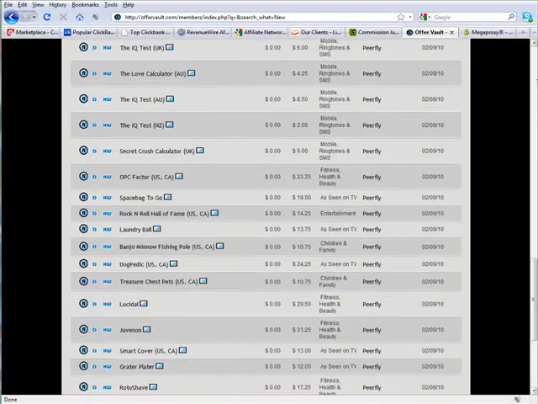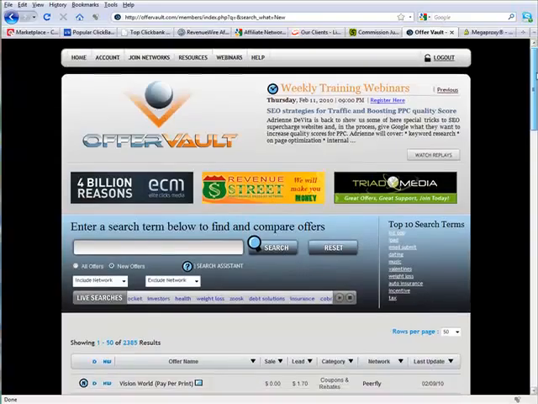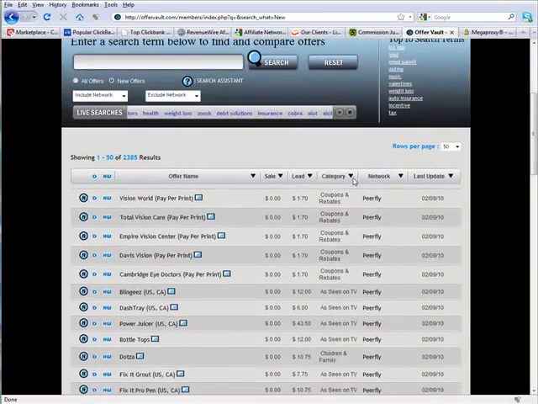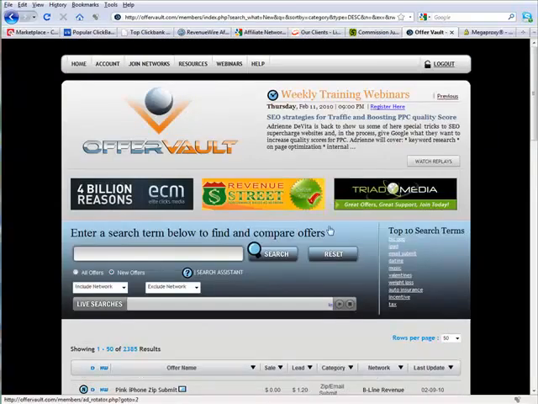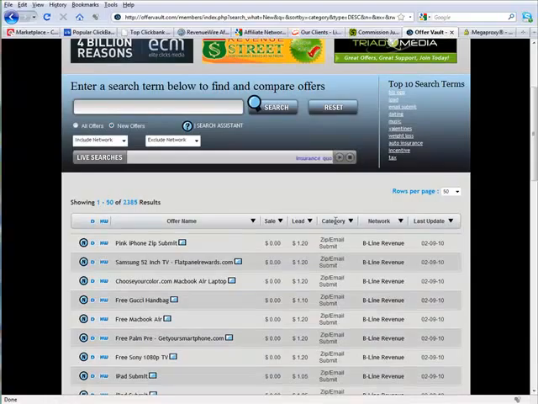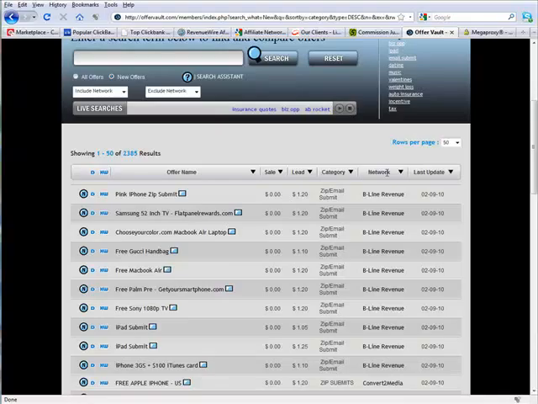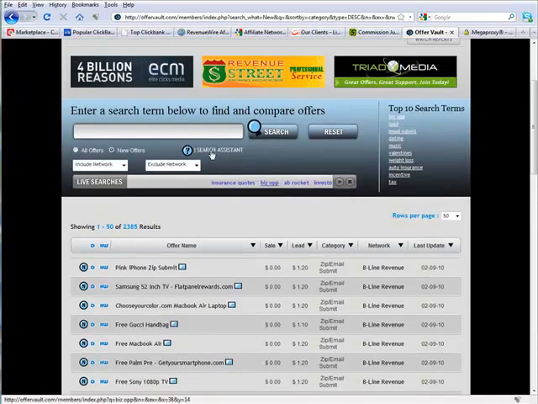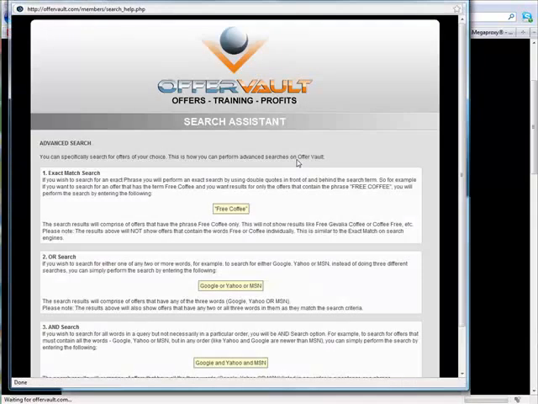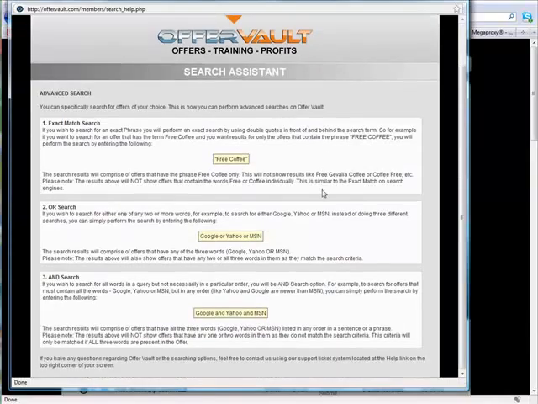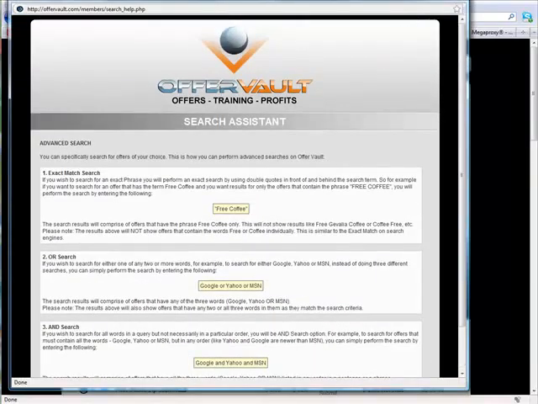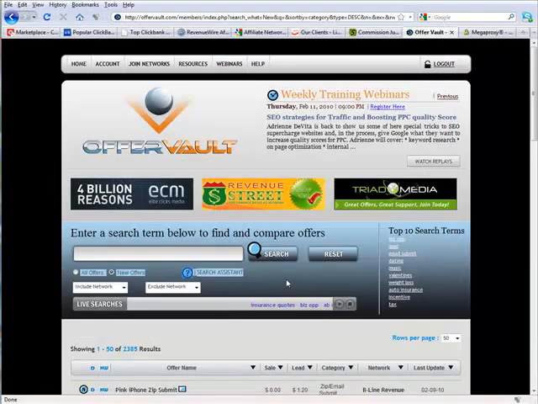As well, with each of these column headings, you can choose different categories. You can sort it by the networks. The other thing you can do is they have a search assistant, with different tips on what you can search for.